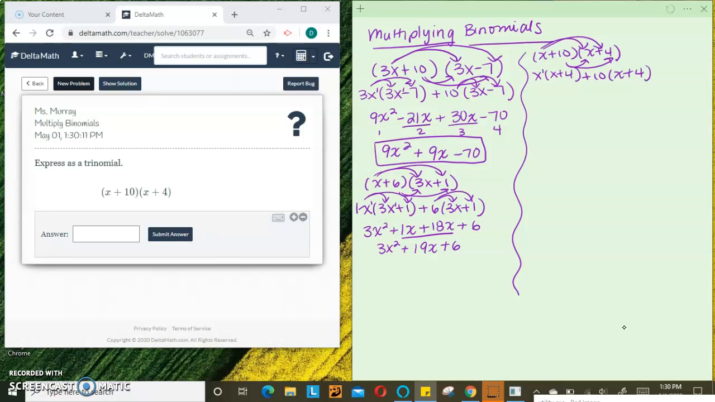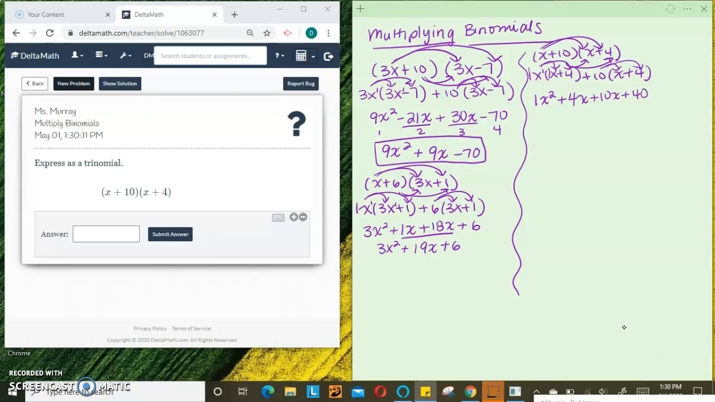So x times x, they both have exponents of 1. They also both have coefficients of 1. So 1 times 1 is 1. And then when I add my exponents, x to the first power and x to the first power is x squared. So then 1x times 4 is just 4x. And going over to my second set, 10 times x is 10x, and 10 times 4 is 40.